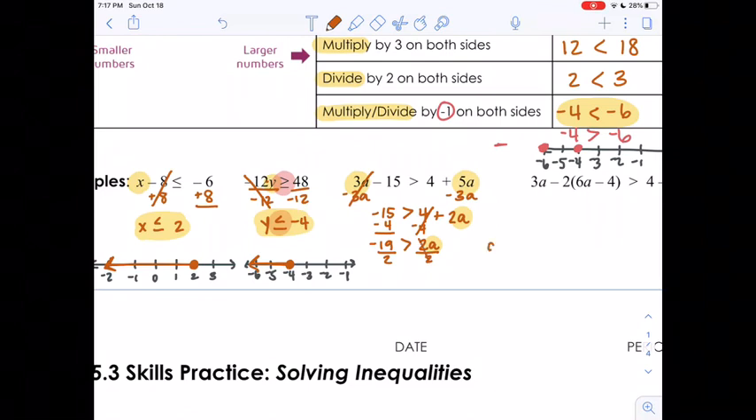And I'm left with a. Now, I divided by a positive, so once again, I don't have to flip the sign. It's going to stay the same. And negative 19 divided by 2, 19 can't be evenly divided by 2, but 18 can. Negative 18 divided by 2 is negative 9, so this is going to be negative 9.5.